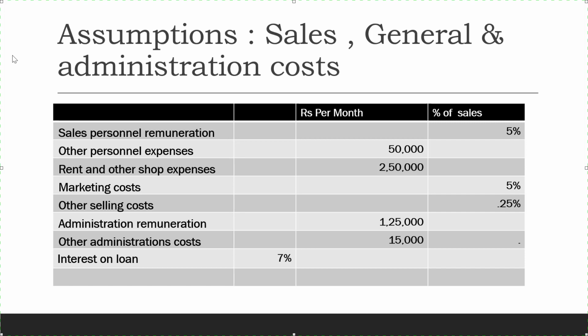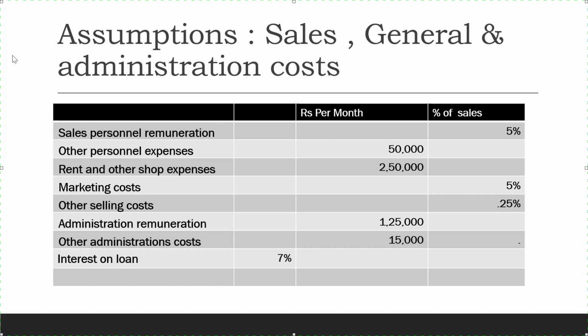Other selling costs are going to be just 0.25%. Okay. Fine. Some business plan or some price pamphlets or papers or whatever. So some stationery I'm going to use and some other cost. Okay. Then administrative remuneration is 1,25,000. Fine. So I'm going to hire some people.